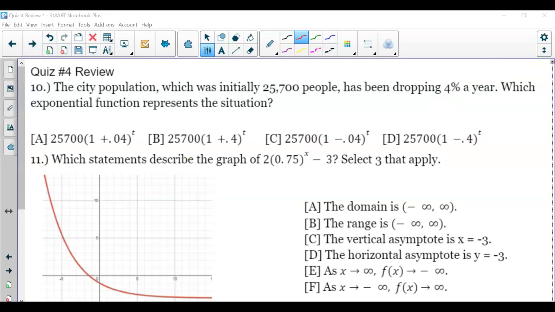And so now in the next one, we're looking to see which function represents our situation here. So the city population initially was 25,700 people, but now the population has been dropping. So if it's dropping, we have decay, or we're going to be subtracting 1 minus our rate. So automatically, I'll go ahead and use test taking strategies and mark off A and B because that shows growth. Then we have our percent, 4%, or 0.04. Move the decimal 2 times or divide by 100. So I can already tell that's why the answer here is C, because notice here how you have the wrong rate here.